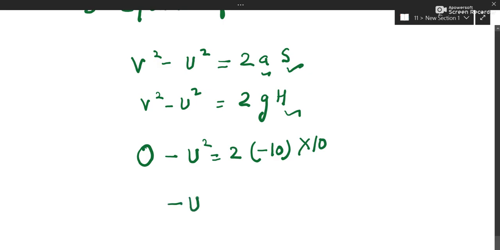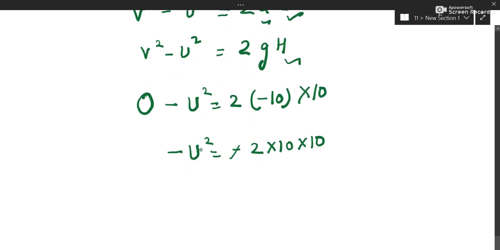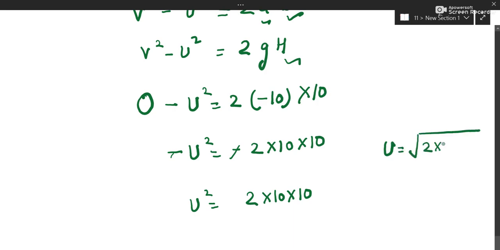So this can be written as minus U square is equal to minus 2 into 10 into 10. So minus minus cancel. U square is equal to 2 into 10 into 10. So U will come as 10 root 2. Now 10 will go out. Root 2, this is U. What is the value of root 2? 1.4, so it is 1.414. You can use 14 meter per second as U.